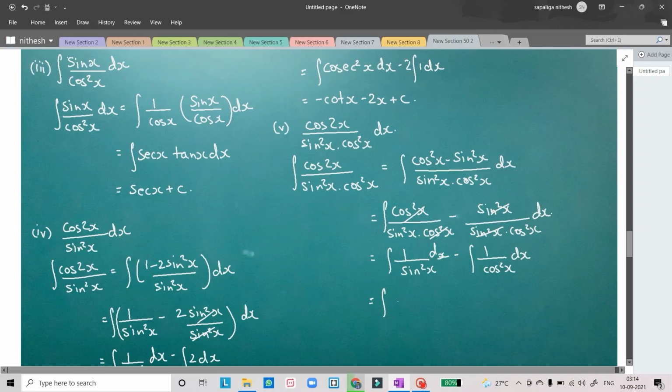1 upon sine square x can be written as cosec square x, and 1 upon cos square x can be written as sec square x. Therefore the integral of cosec square x we get as minus cot x, and the integral of sec square x we get as tan x, so minus cot x minus tan x plus c.